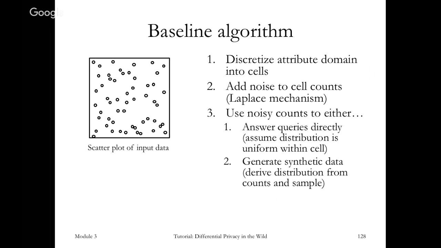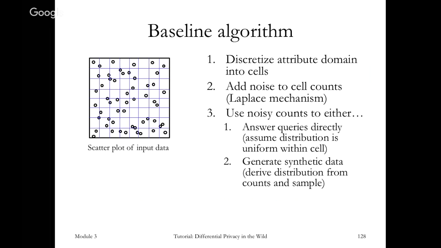So the first thing we might do is we have this spatial data. We can discretize the attribute domain into cells. So we'll form some discretization. Then we can use the Laplace mechanism. We can count up the number of, say, taxi pickups in each cell, and then use the Laplace mechanism to add noise to those counts. And then we can use those noisy counts to answer queries directly, right?